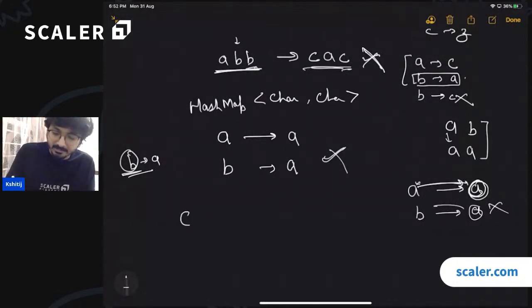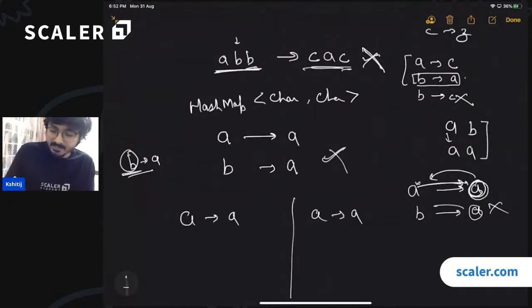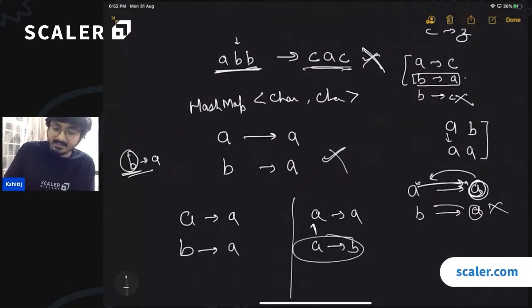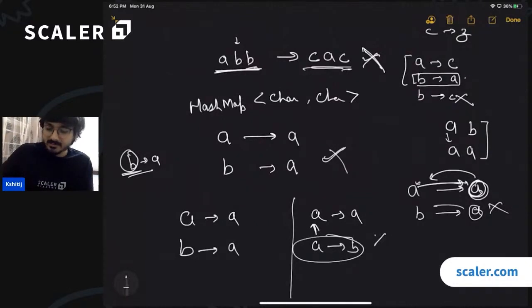So what you will be doing is storing A to A. Simultaneously, you will also be storing this reverse mapping. Then you enter B to A, and then the reverse mapping is A to B. Now here you will see that this key is already existing, so this is not possible.